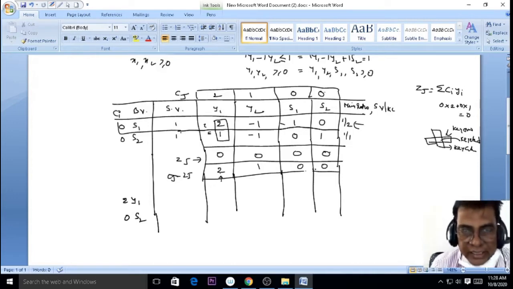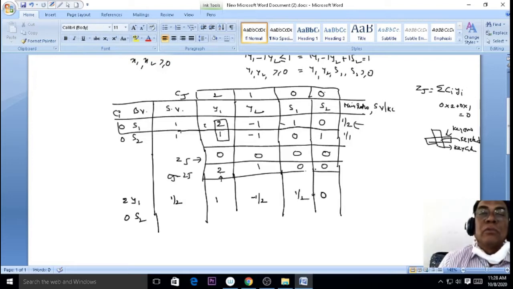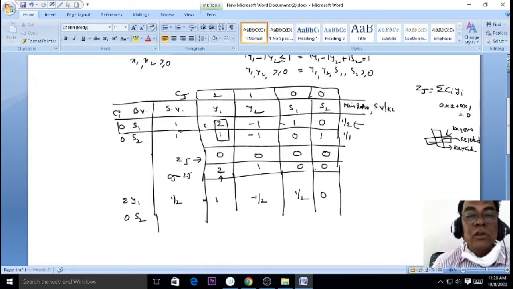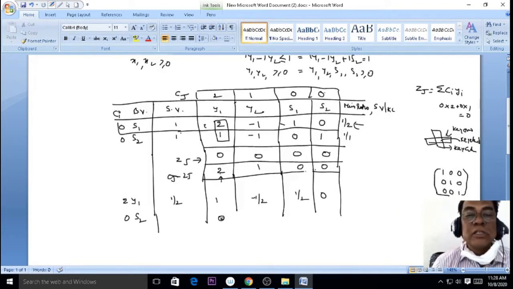The first point, take the key element. These two, divide it into all elements which are present in the key row. It means 1 by 2, 1 minus 1 by 2, 1 by 2, 0. Understand? So one is there. The key column values all are equal to 0. Remaining values are 0 because it represents the unit matrix 1 0 0, 0 1 0, 0 0 1. So this is 0 over.